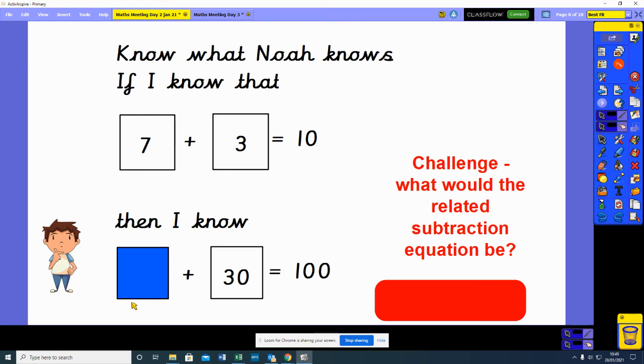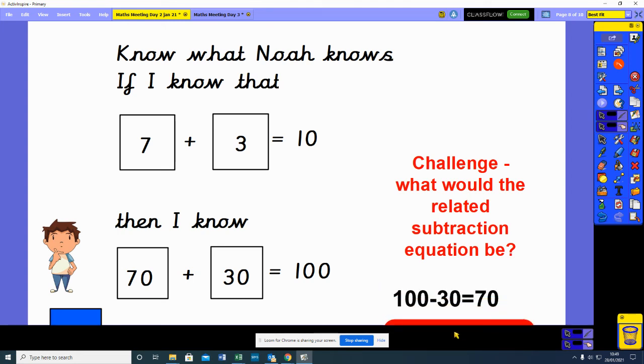Okay, if I know that 7 plus 3 equals 10, then I know that 70 add 30 equals 100. And my related subtraction equation would be 100 minus 30 equals 70, or 100 subtract 30 equals 70. Fantastic, thank you.